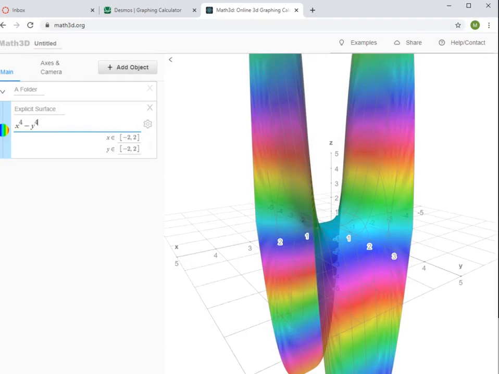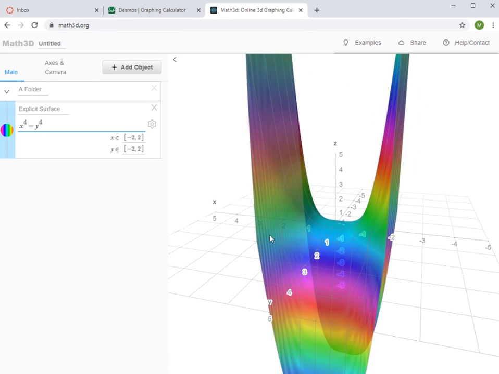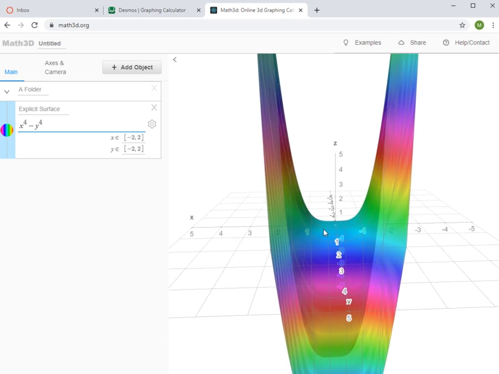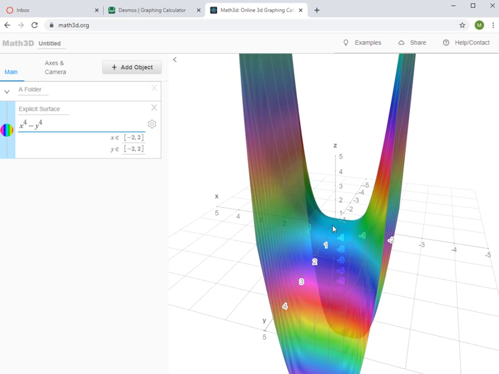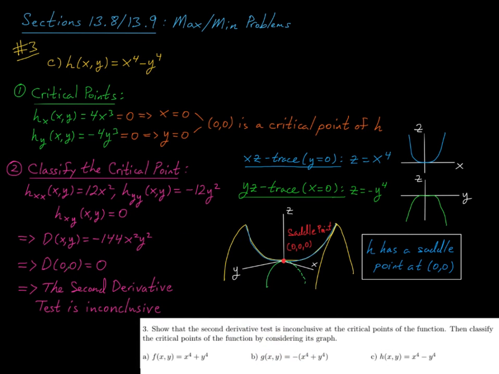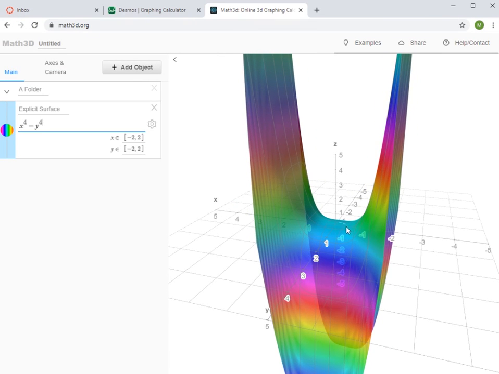Let me bring up a picture on math3d.org. You can see here, right, that this looks kind of like our Pringle chip saddle surface, but because of these fourth powers, things near the origin are extremely flat, right? And it's that extreme flatness that's giving rise to this quantity d equaling 0. In other words, it's so flat that the second derivative is not sensitive enough to detect how things are changing near the origin, okay? But nonetheless, we see we have a saddle point, right?